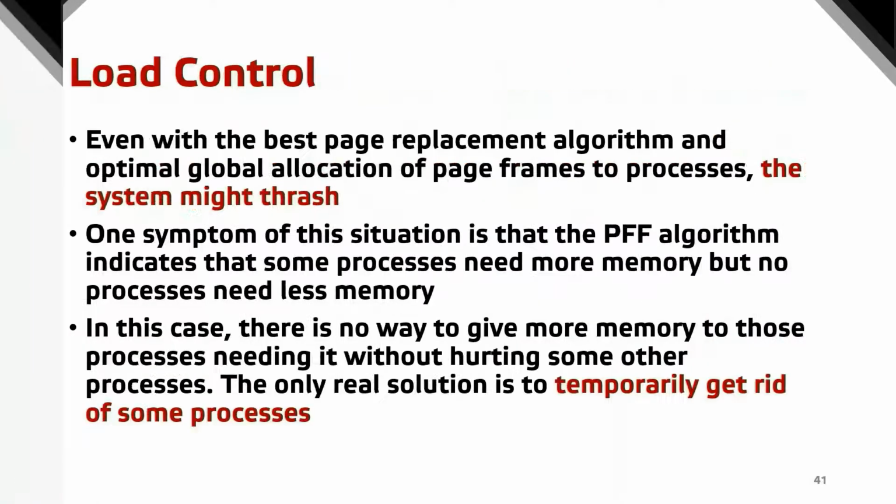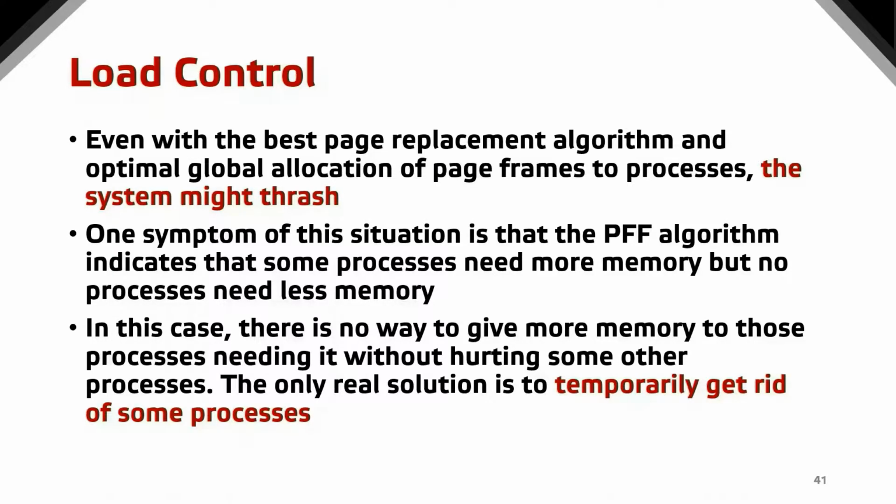However, even with the best choice of algorithm and optimization, our system still might thrash. One symptom of this situation is that the page fault frequency algorithm indicates that some processes need more memory, but no processes need less memory. But it's basically impossible to give all the memory that processes need. The only real solution is to temporarily get rid of some processes. Our target is to know how we can do it.